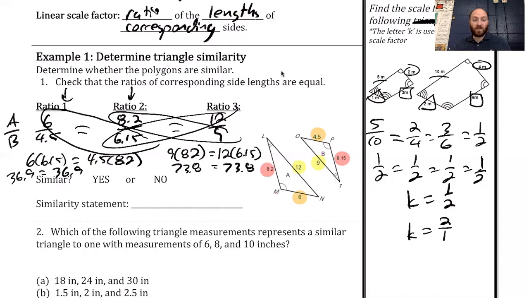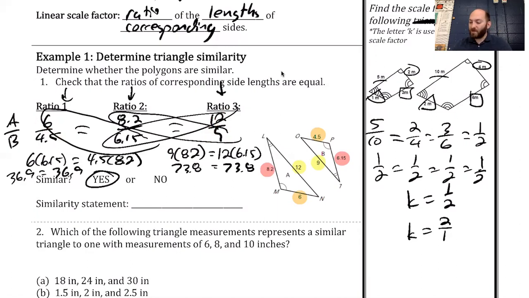Okay, so here's the thing. I know that 1 and 2 are equivalent, 2 and 3 are equivalent. I could test 1 and 3 if I wanted to, but I'm going to trust that it's okay. So yes, these are similar. Since I've shown that the first two are the same ratio, and the second two are the same ratio, I'm going to jump to the conclusion that 1 and 3 are the same ratio. If you really want to test it, you can do 6 times 9, that's 54. And then 12 times 4.5, which is also 54.